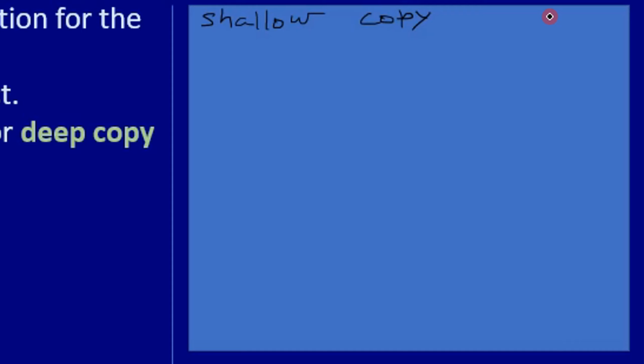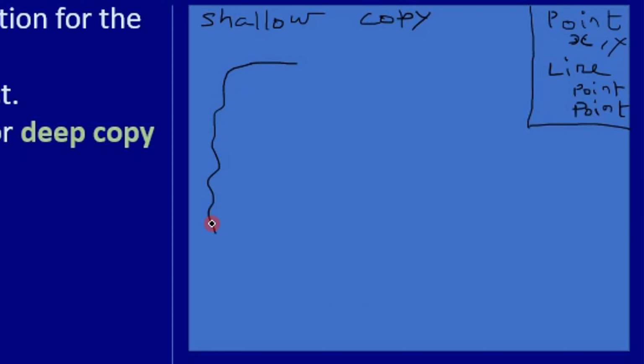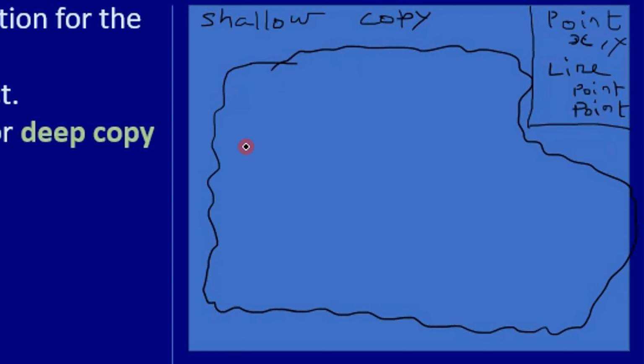Let's say we have a Point class, and this Point class has two members, x and y, both integers. And then a Line class, so the Line class contains two Point instances. Let's say we have a heap, and in this heap, let's assume that we have two Line objects. Let's denote them as L1 and L2.